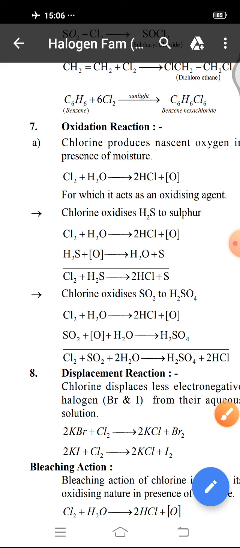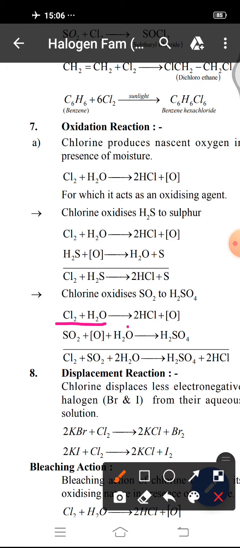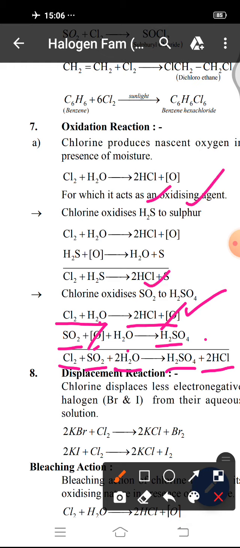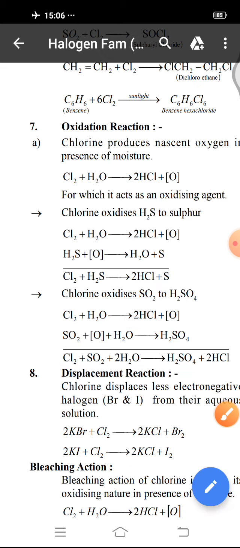See the equation. Chlorine plus water gives rise to 2HCl and nascent oxygen. SO2, this nascent oxygen, and water form H2SO4. The nascent oxygen cancels out. It forms chlorine plus SO2 plus 2H2O gives H2SO4 and 2HCl. That means chlorine acts as an oxidizing agent. It oxidizes H2S to sulfur, and SO2 to H2SO4. So this is the oxidation reaction of chlorine.